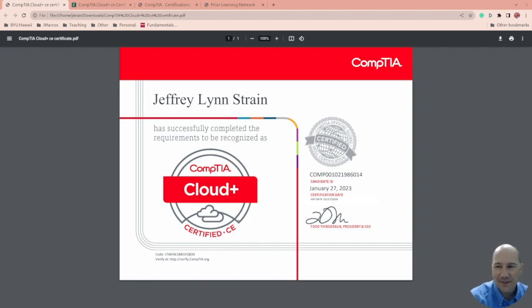Well, it's official. So I did take the Cloud Plus and passed it. Happy day.